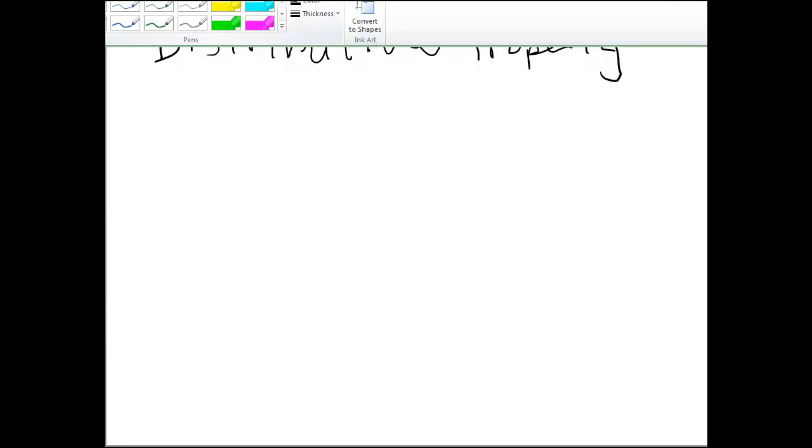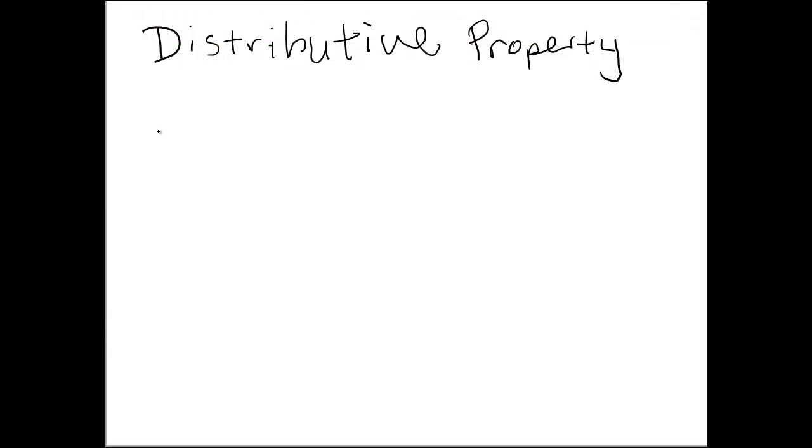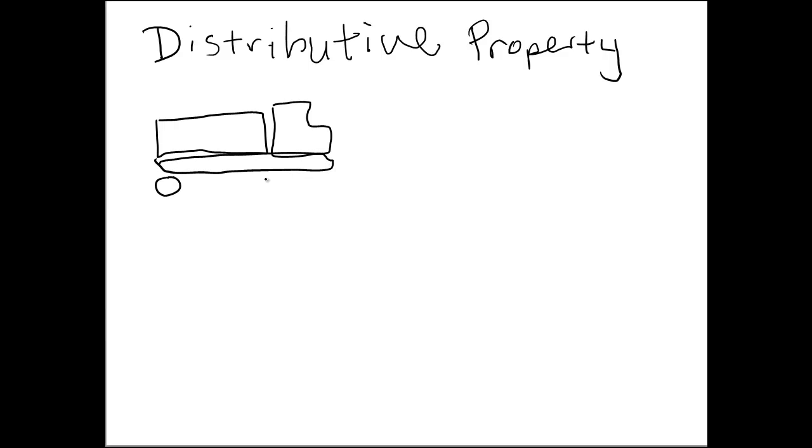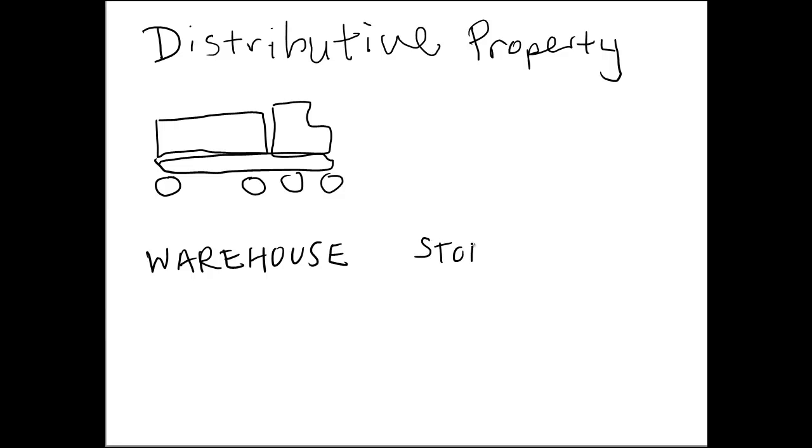The way you can think about the distributive property is that it's like a big truck leaving the warehouse. This is a really fancy truck, I know. It leaves the warehouse, which is here. And you have different stores. You have store A and store B.